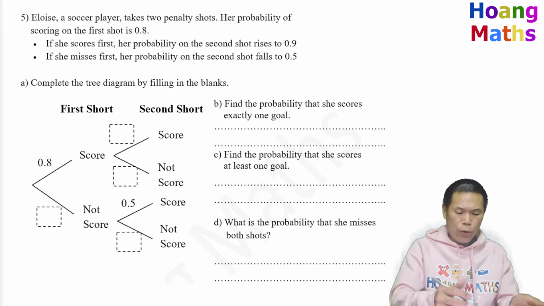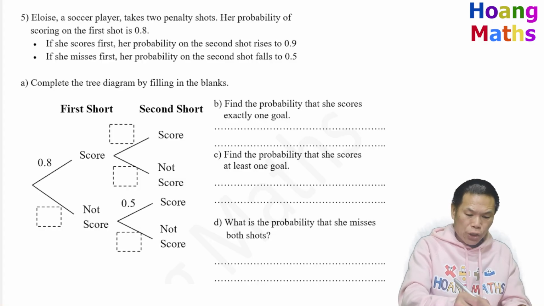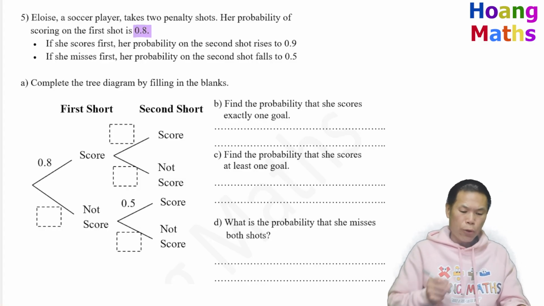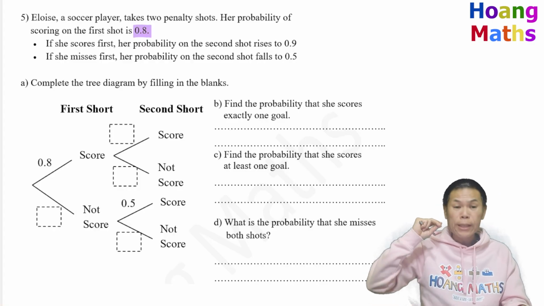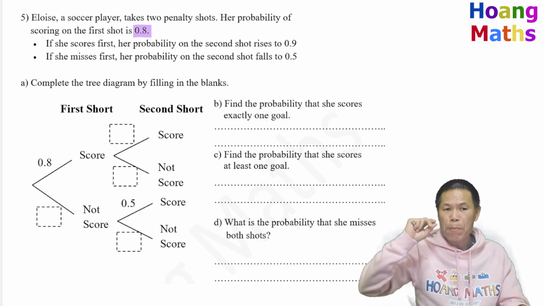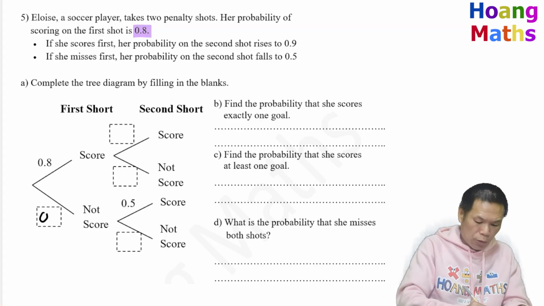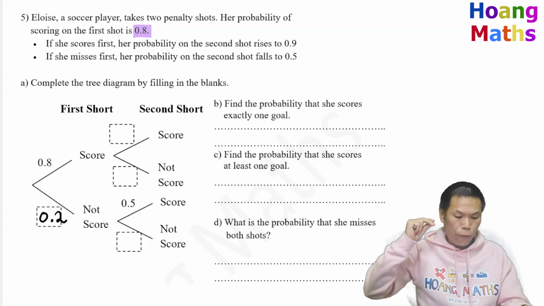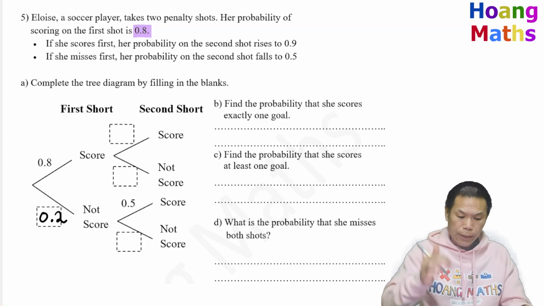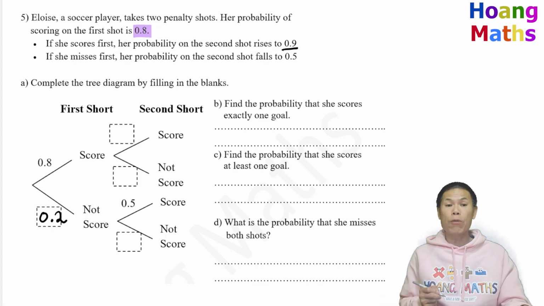So first of all, we know that her probability of scoring first shot is 0.8. So that means not scoring will be 0.2, because 1 minus 0.8 gives me 0.2. If she scores first, her probability on the second shot is 0.9.